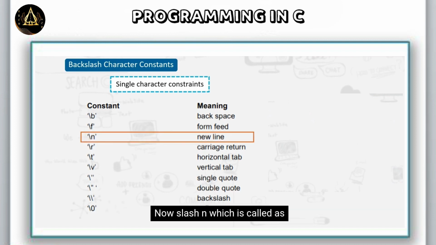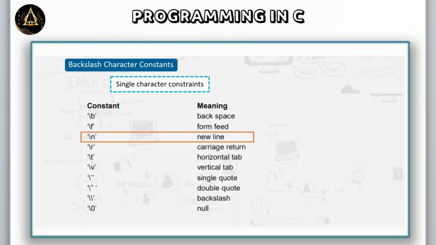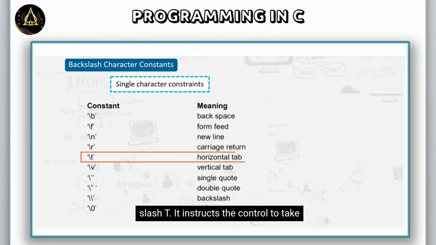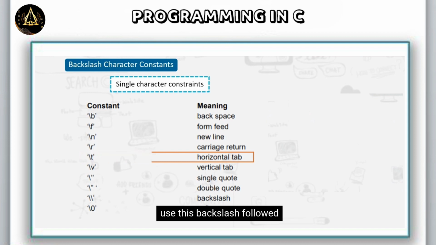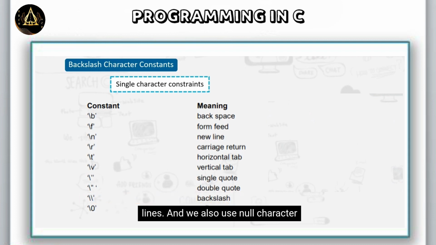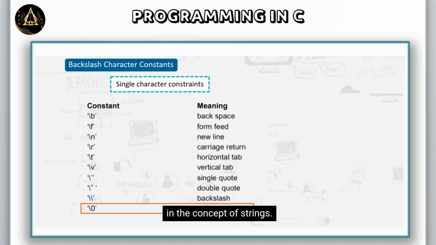Now \n, which is called the new line character, instructs the control to jump to the new line if used within the printf statement, and also if the printf statement uses \t, it instructs the control to take one tab space. We also commonly use backslash followed by backslash for single comment lines, and we also use the null character in the concept of strings.